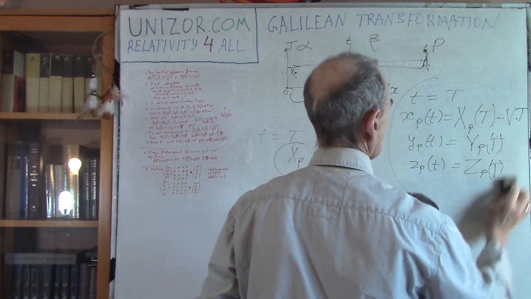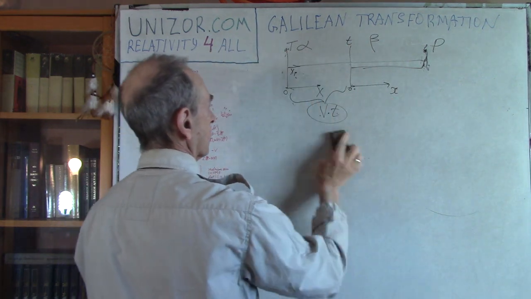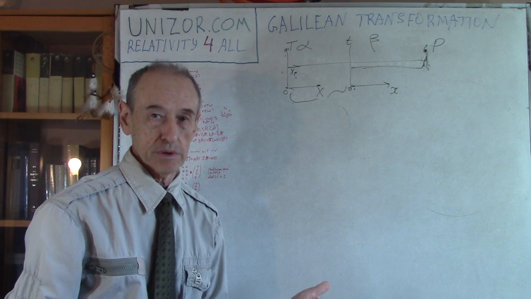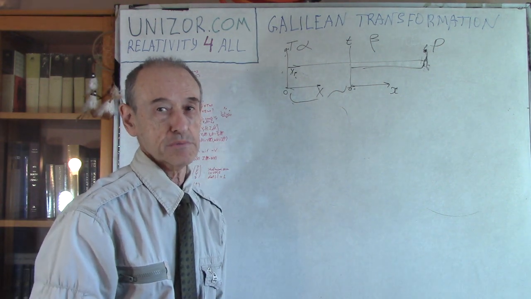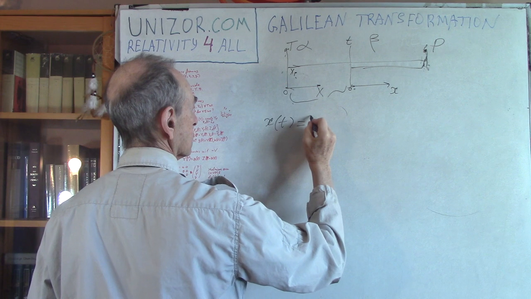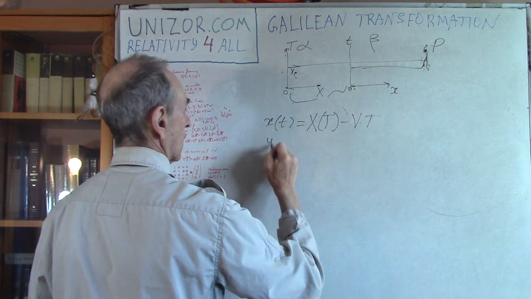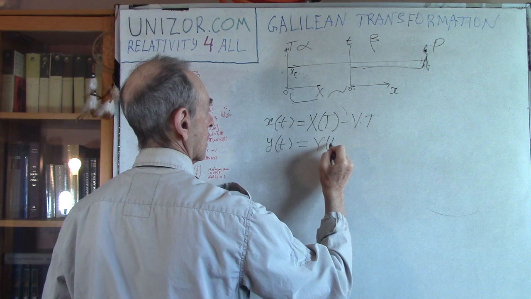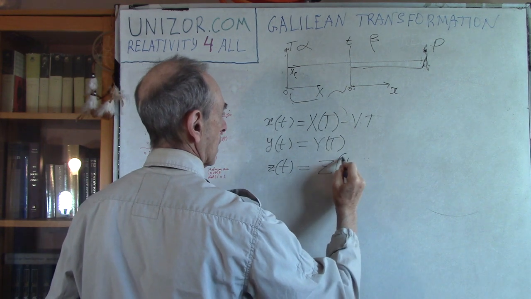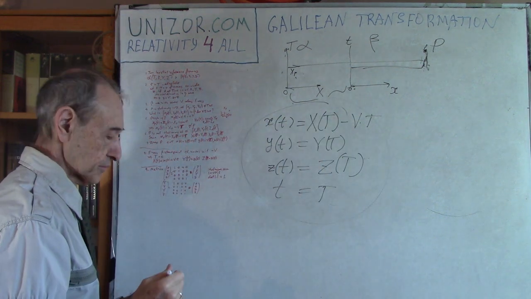So, now, one more little thing. Do we really depend on a concrete point P? Well, it can be any point. We didn't really have anything specific about this point. So in general, I can say that x of time t is equal to capital X of time t minus v times t, and these guys remain the same. And t is equal to t. So this is the transformation of coordinates.